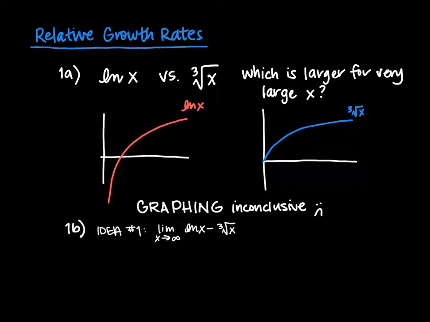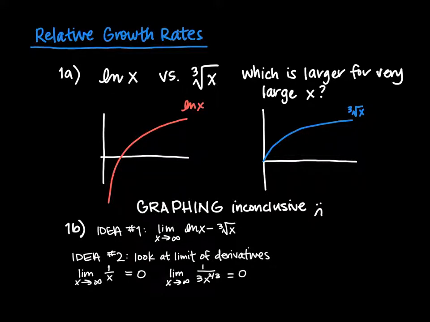All right, so we were stuck after that idea, and then another idea got thrown out. And it was, what if we compared the limits of their derivatives? Because that would tell us which one is growing faster, and therefore which one of these is going to be larger for very large x. Let's take a look at what the limit of the derivatives would look like.